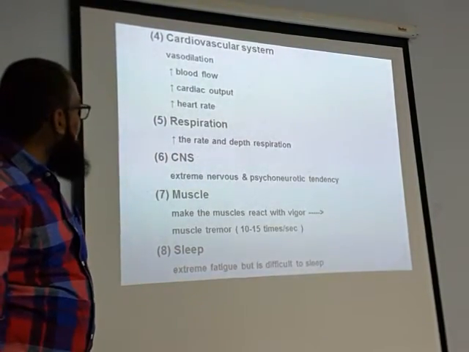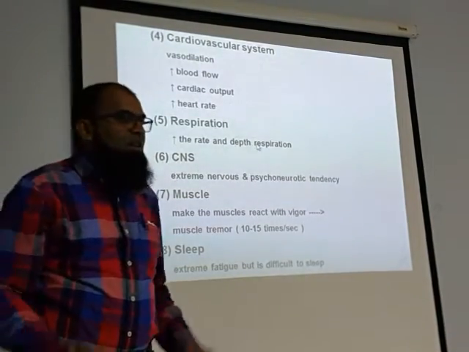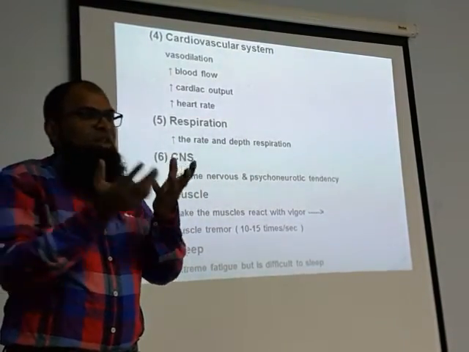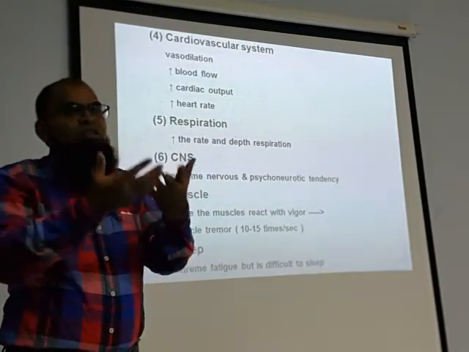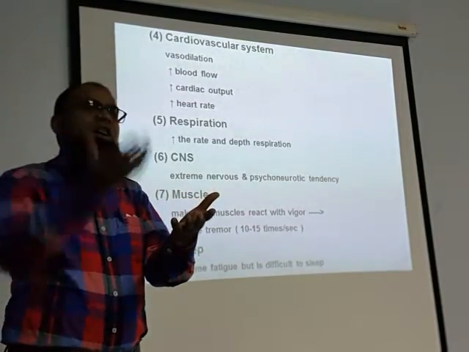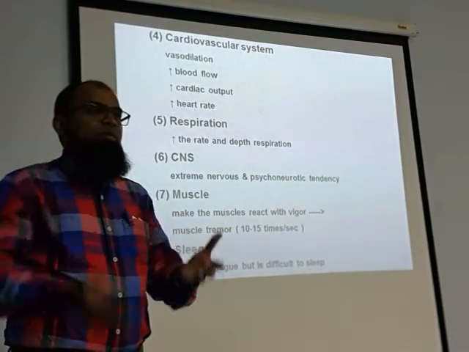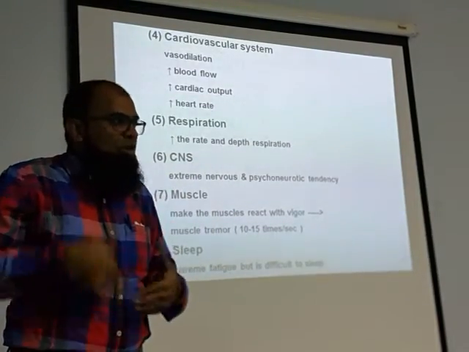Then respiration: increased rate and depth of respiration. There is more metabolic activity, more heat, and more carbon dioxide is formed in the body. It should be removed. That's why the rate and depth of respiration increase. Depth is also more, rate is also more.